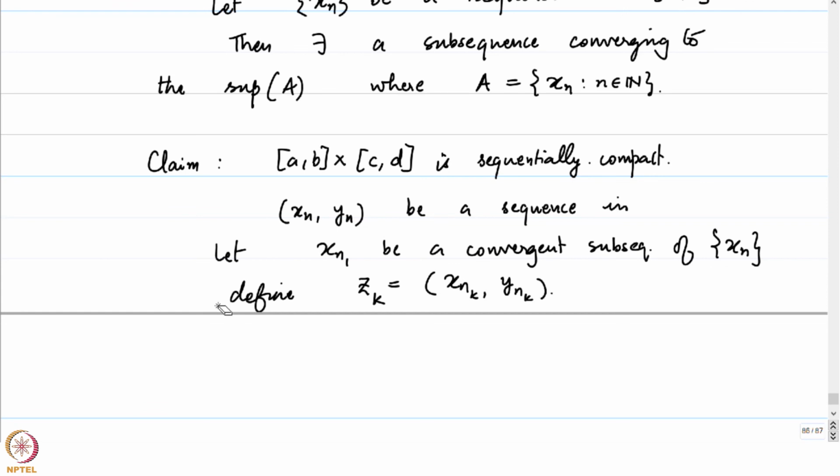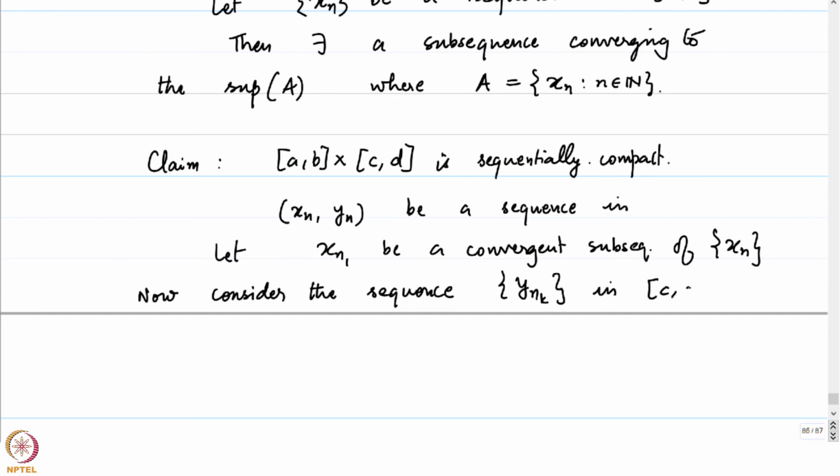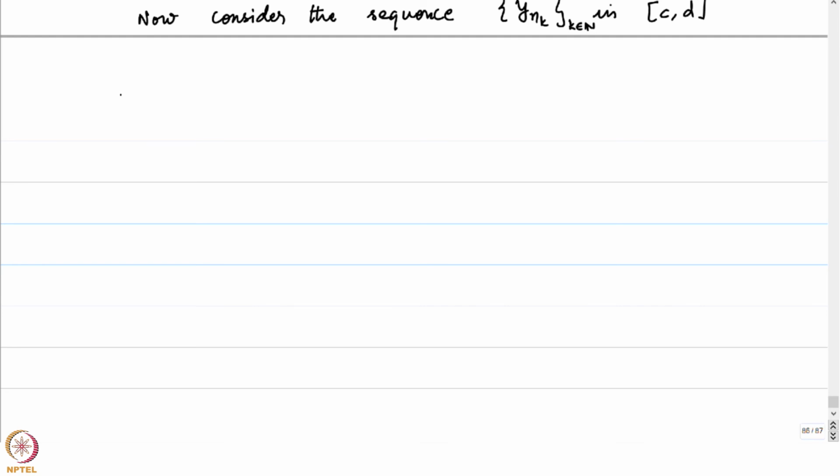Let me not bring in unnecessary notations. Now consider a new sequence, ynk in CD. Remember that it is indexed with k. Now we have just shown that CD is sequentially compact. So there exists a further subsequence which converges in CD. And remember that the nk's are obtained by considering a subsequence of xn's. Therefore, whatever subsequence you take further, that will again converge to the limit of xnk itself.